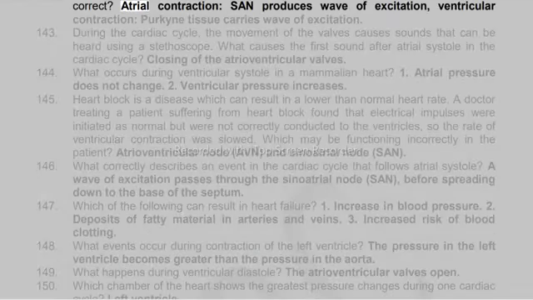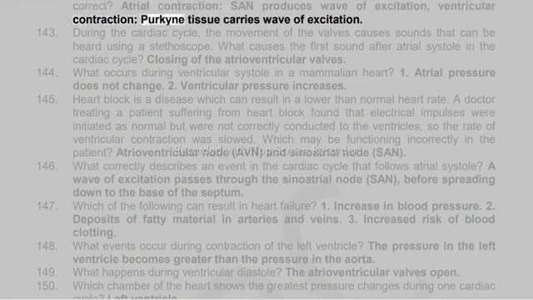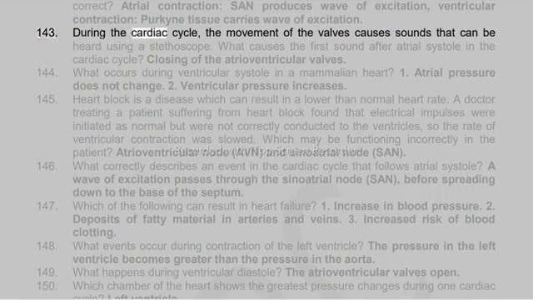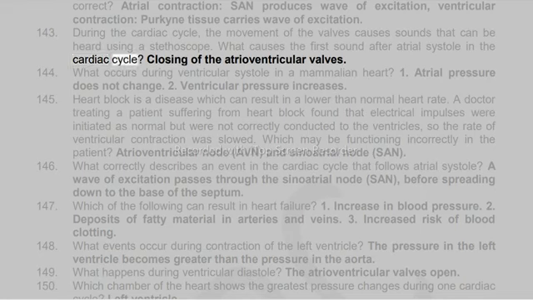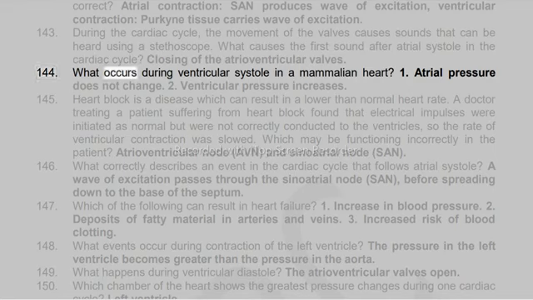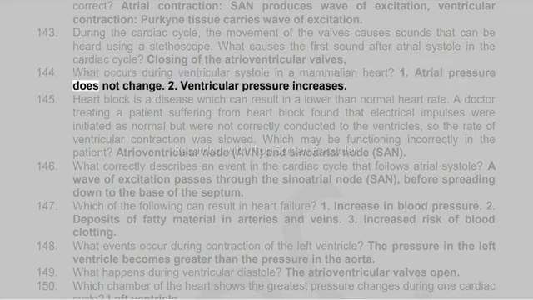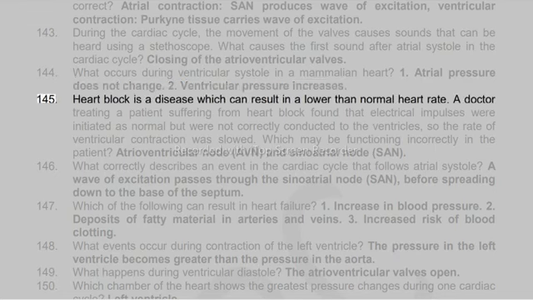correct? Atrial contraction, SAN, produces wave of excitation; ventricular contraction, Purkinje tissue carries wave of excitation. 143. During the cardiac cycle, the movement of the valves causes sounds that can be heard using a stethoscope. What causes the first sound after atrial systole in the cardiac cycle? Closing of the atrioventricular valves. 144. What occurs during ventricular systole in a mammalian heart? 1. Atrial pressure does not change. 2. Ventricular pressure increases.